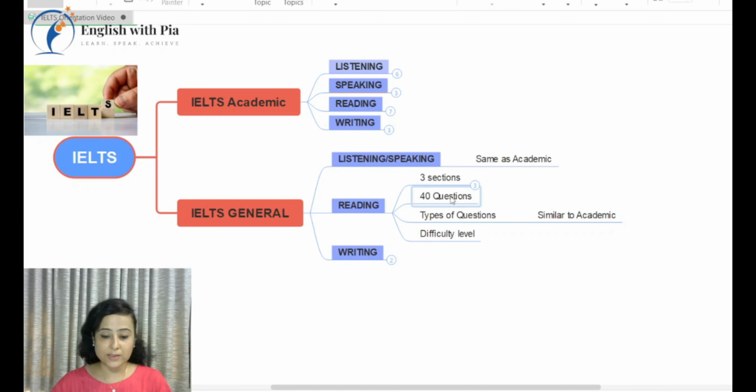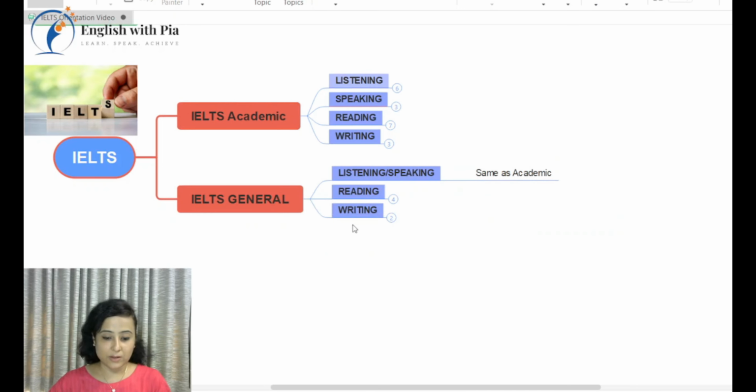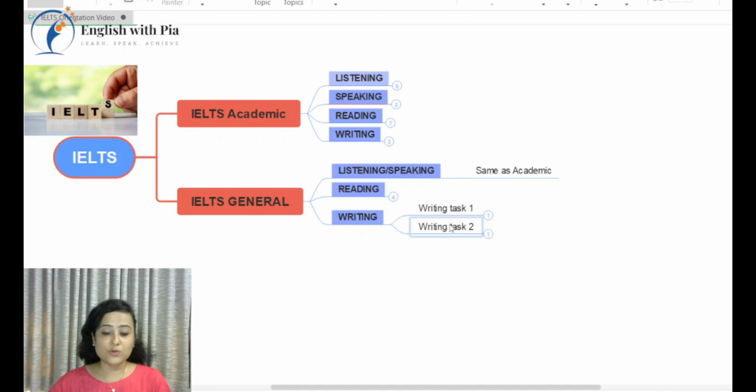Now let us see, the number of questions will be 40, which is the same, and the types of questions will be exactly similar to what you'll be getting in your IELTS academic that we discussed before. Okay, and we have discussed the difficulty level. All right, let us look into writing.